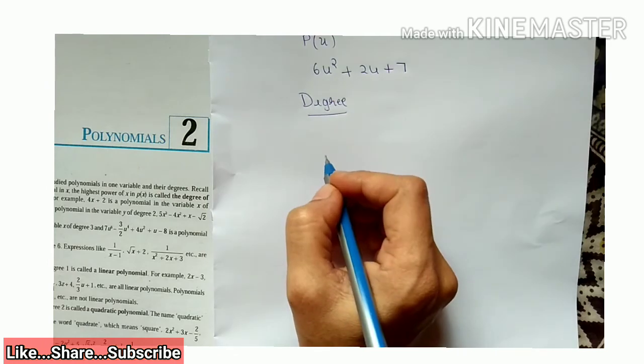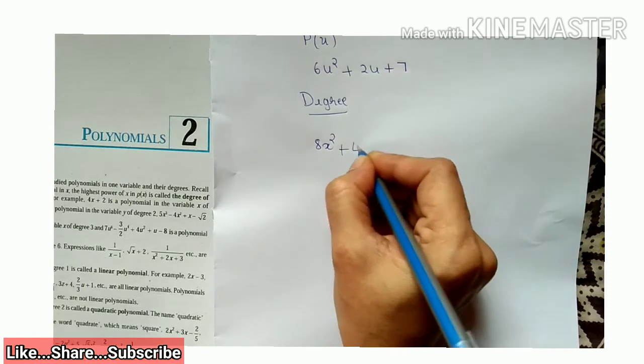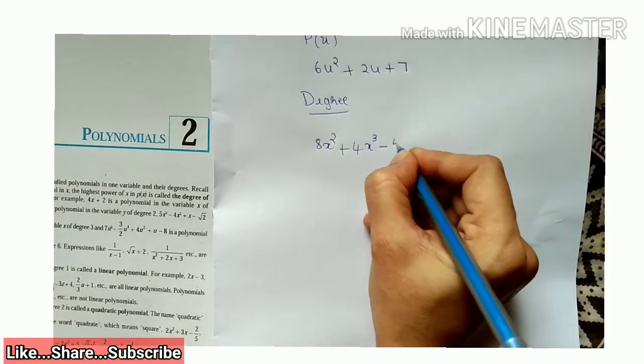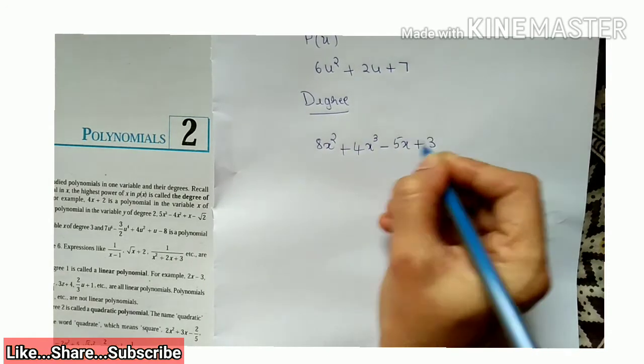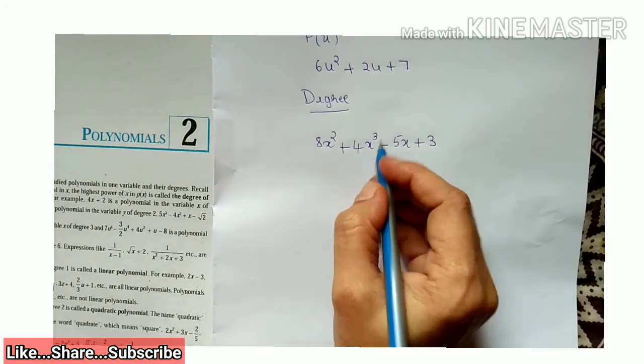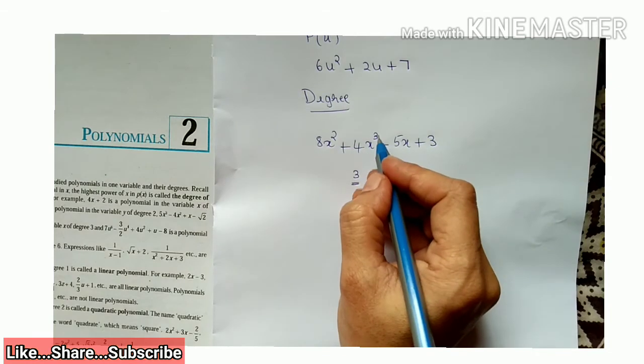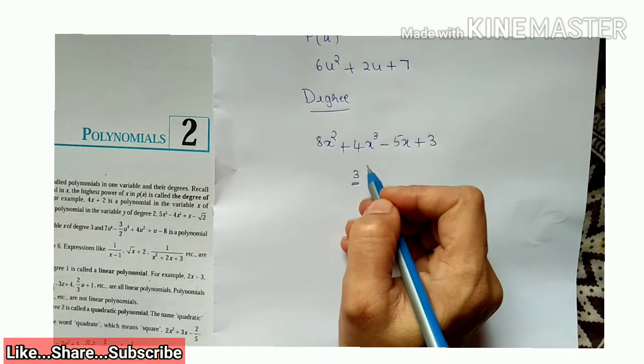Write the degree of the polynomial 8x square plus 4x cube minus 5x plus 3. Degree is 3. Highest power of x is 3. Degree is 3 here.